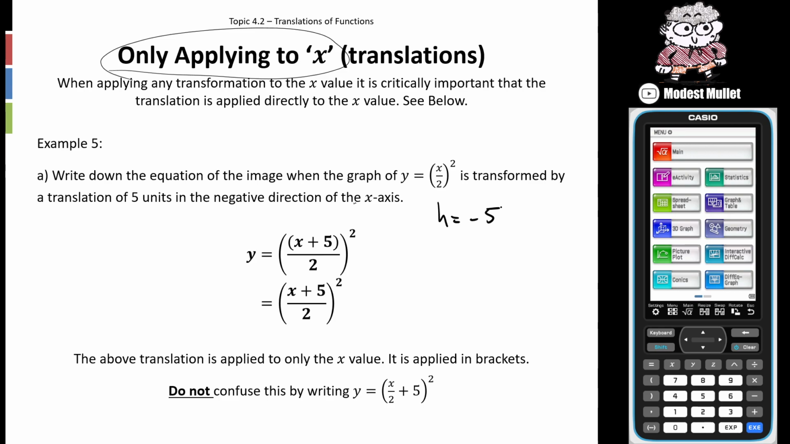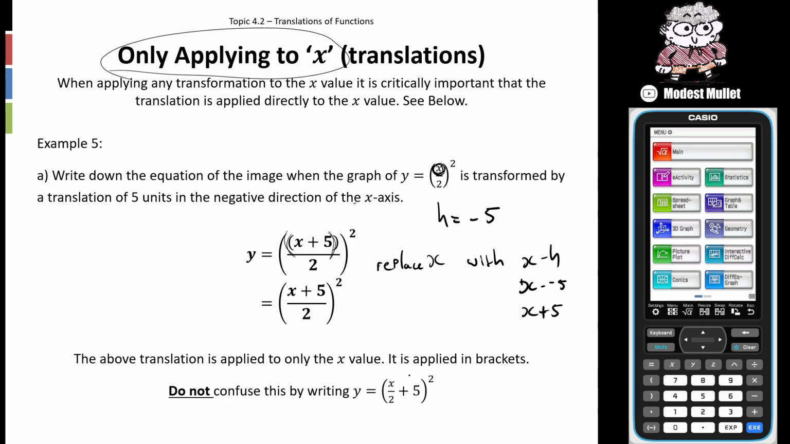And we recognize that we want to replace x with x minus h, which in this case is x minus negative 5, which is x plus 5. We want to replace x with x plus 5. Now we need to replace just that x. That x is divided by 2, so we can see that the whole of x plus 5 must go in the numerator.